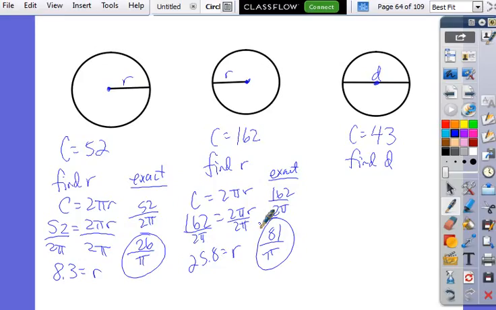Coming to the last one over here. It's asking me to find diameter. So which formula should I probably use? If it's asking me to find diameter, which formula should I probably use? The diameter formula. C equals pi d. Well, C in this case is 43, equals pi d, divided by pi. So 43 divided by pi is 13, the decimal version, 13.7.